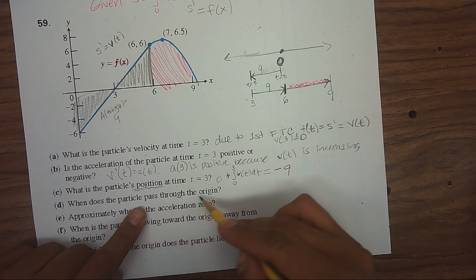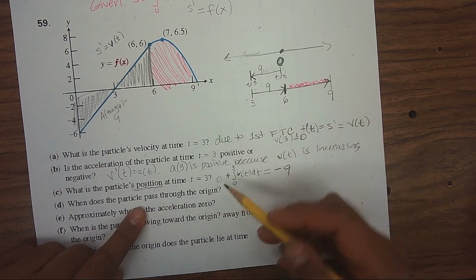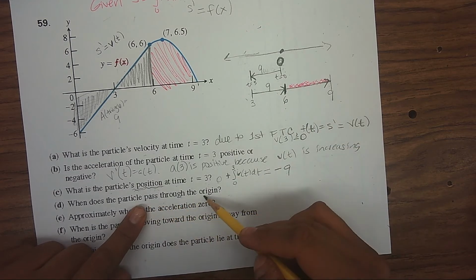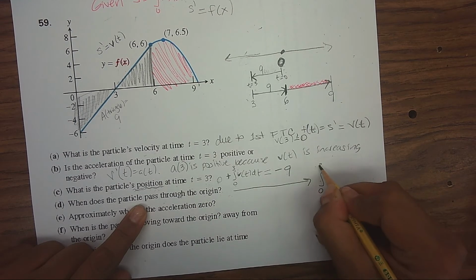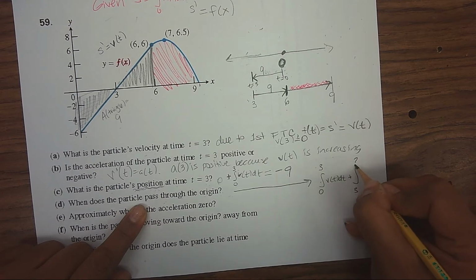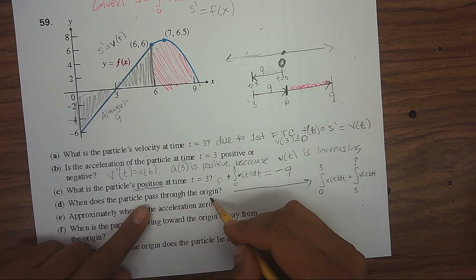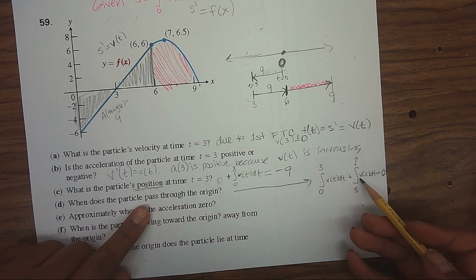When does the particle pass through the origin? We already got the answer from there, but let's write down the calculus work. So we want, I'm going to write it here because we're running out of space. We know that the integral from 0 to 3, v(t) dt, plus the integral from 3 to what, v(t) dt. If it passes through the origin, then its position must be 0.